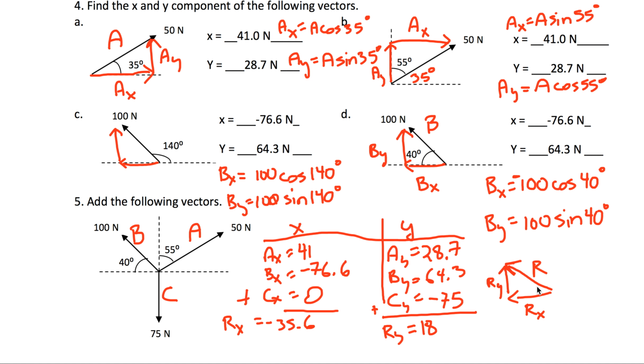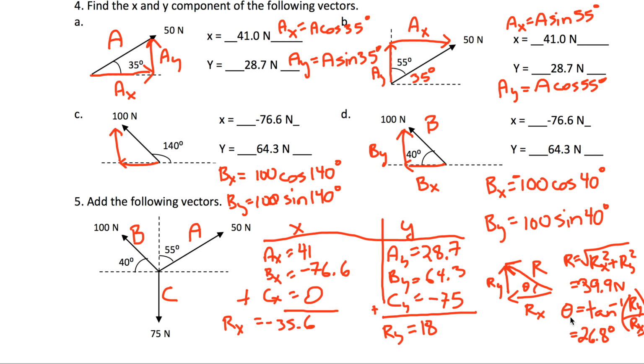And I know that I'm going to have to define this angle right here. So I'm going to use the Pythagorean theorem to find the magnitude of the resultant. And when I do that, I got 39.9 newtons. And then I need to find the direction using the inverse tan of Ry over Rx. And this gave me 26.8 degrees.